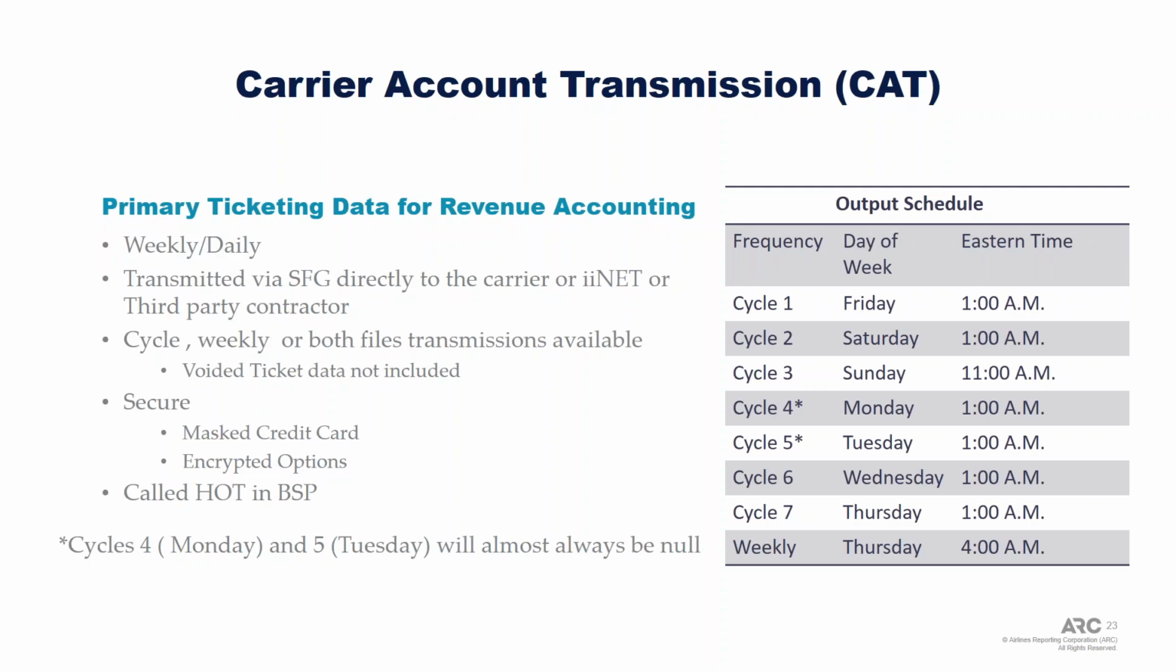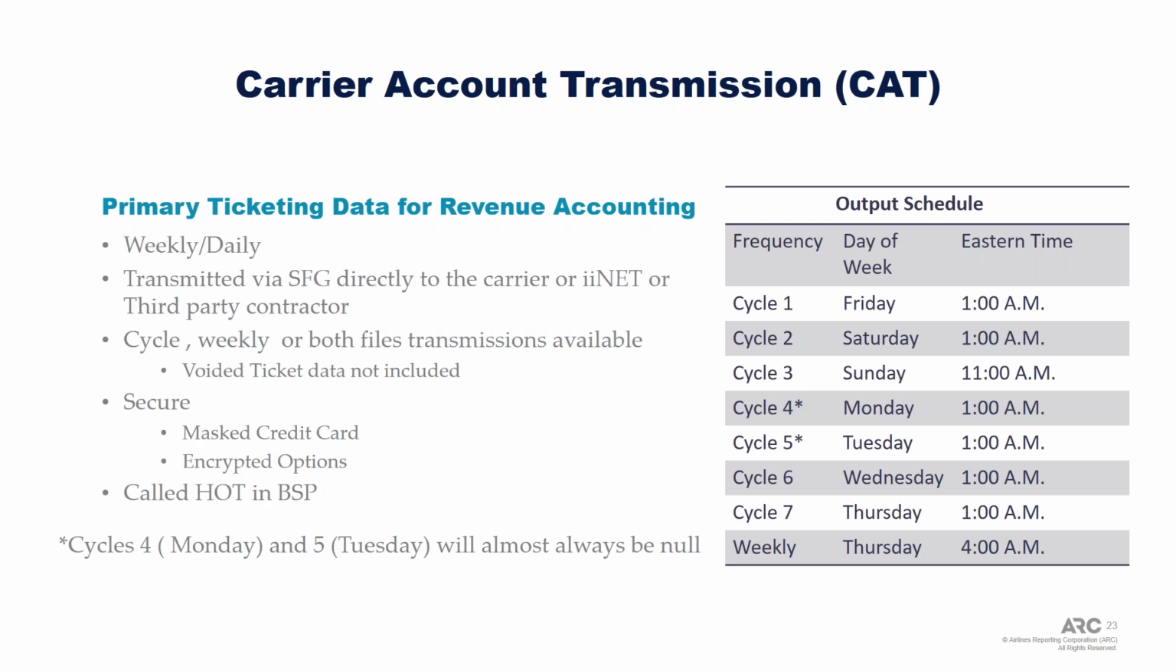Data output. Your CAT file, or the carrier account transmission, is going to be your primary ticketing data for your revenue accounting processes. Some of the options for the CAT file are weekly or daily, and you can elect weekly or daily or both. You can have as many outputs of your CAT file as needed. There's no additional cost for the CAT file output. They're included as part of your core participation package.